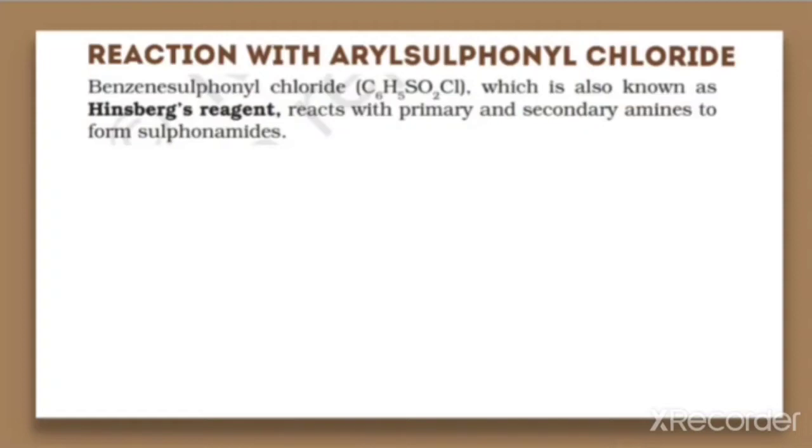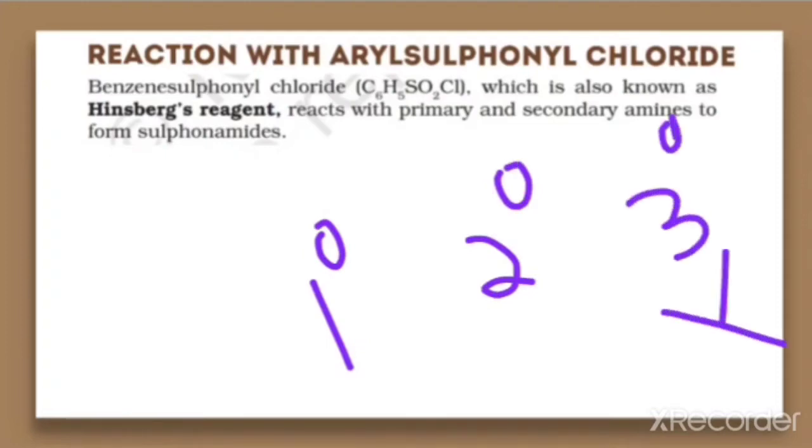It reacts with the primary and secondary amines to form sulfonamides. That means the aryl sulfonyl chloride. So particularly we are taking an example here, that is benzene sulfonyl chloride. The formula for benzene sulfonyl chloride is C6H5SO2Cl, and this reagent is called the Hinsberg reagent, and it reacts with the 1 degree and 2 degree amines. It does not react with the 3 degree amine.